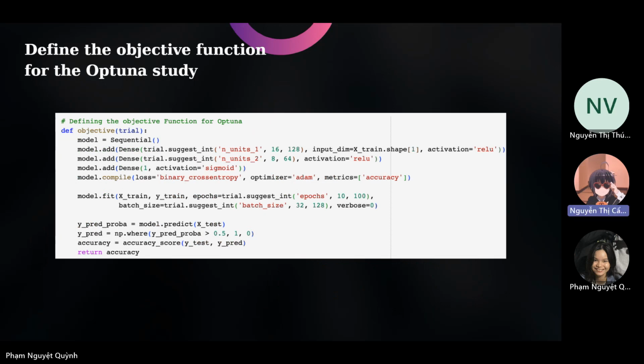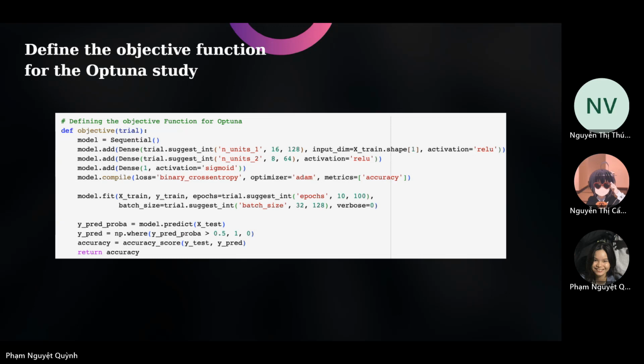This feature is about defining the objective function for Optuna. The code sets up the Optuna study and runs the hyperparameter optimization using the study's optimize function. After the optimization process, the best hyperparameters are obtained from study.best_params and printed.